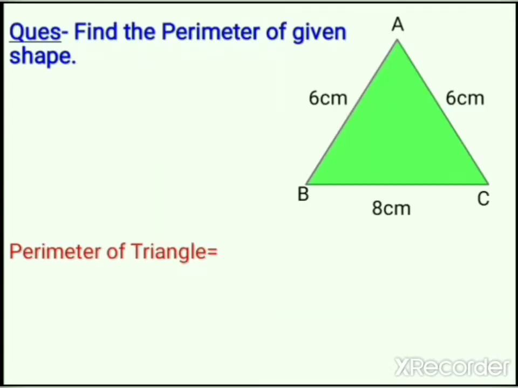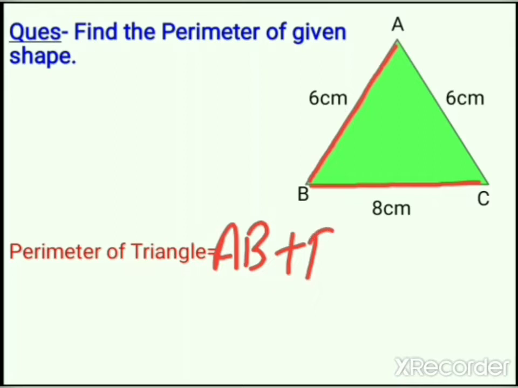Find the perimeter of the given shape. Here the given shape is a triangle. To find out the perimeter, we will add the length of all the sides. This is the first side AB. This is the second side BC. And this is the third side CA.